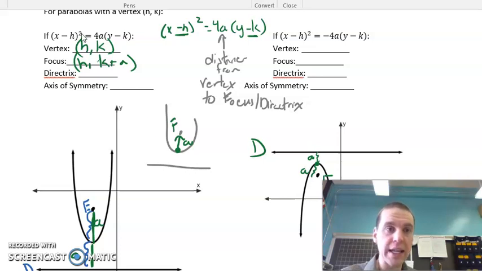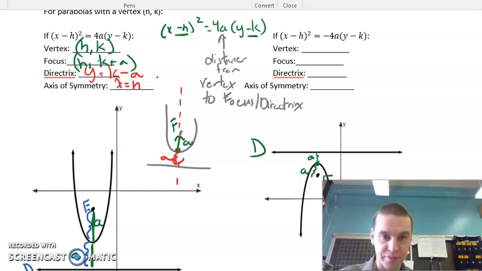So we know it's y equals, and the y value is shifted down a units. So instead of it being the k value, we're not going to add a because that should be shifted up. We subtract a. So it's y equals k minus a. The axis of symmetry is just the dotted line down the middle, and that's x equals h.